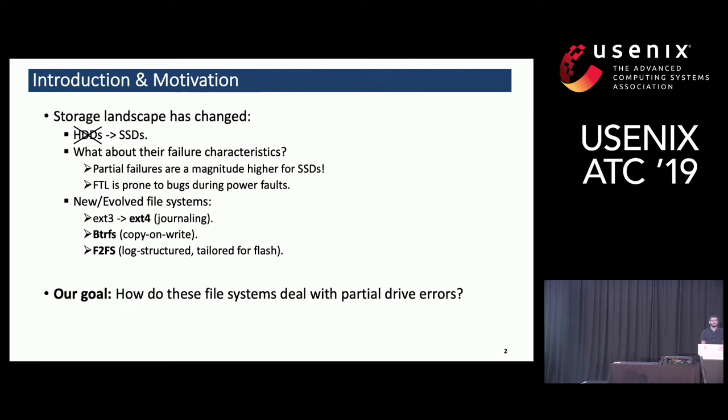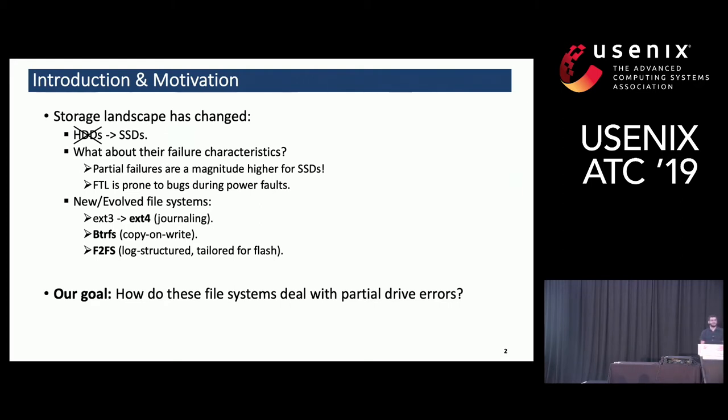For instance, partial failures associated with SSDs are an order of magnitude higher than those for hard disks, a trend that will likely get worse with QLC drives. Second, FTL has been shown to be more prone to bugs during power faults, mainly due to its high overall complexity. Finally, file systems have evolved significantly.